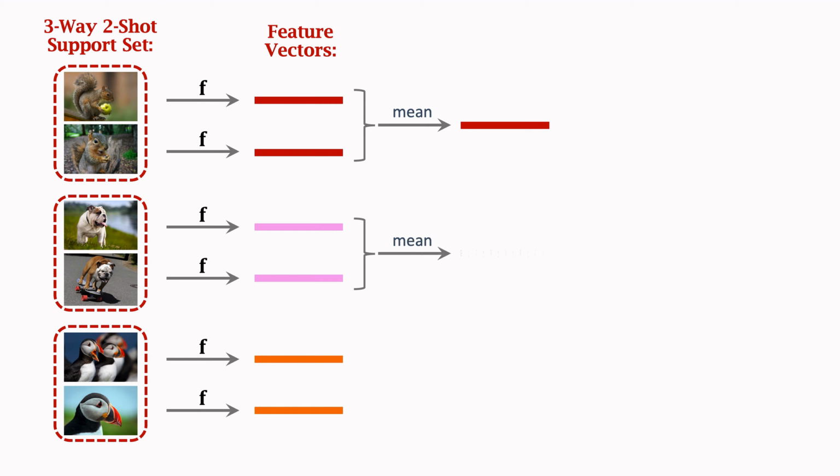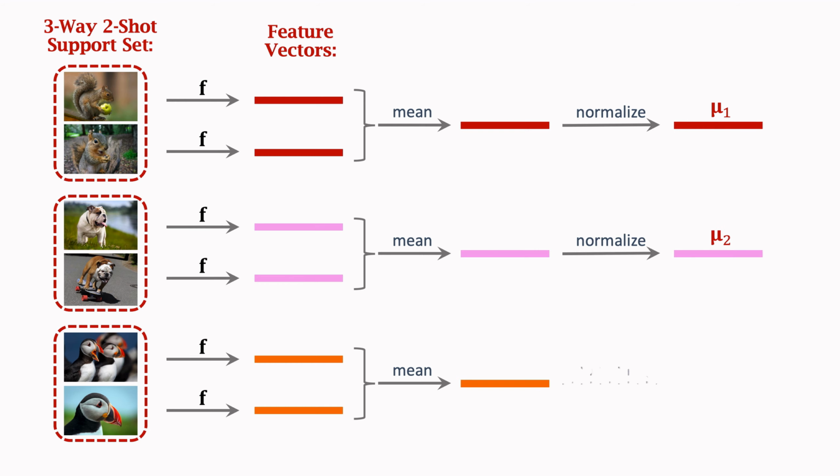The support set has 3 classes, so we got 3 mean vectors. They are the representations of the 3 classes. Then normalize the 3 mean vectors to make them have unit length. Denote the unit vectors by mu1, mu2, and mu3. Each mu vector is an embedding of a class into the Euclidean space. When making few-shot predictions, we will compare the query with the mu vectors.